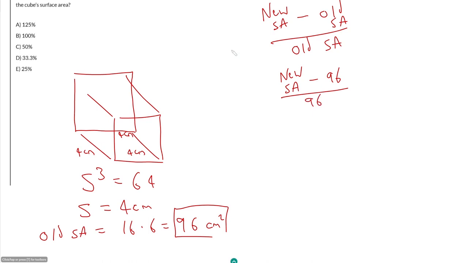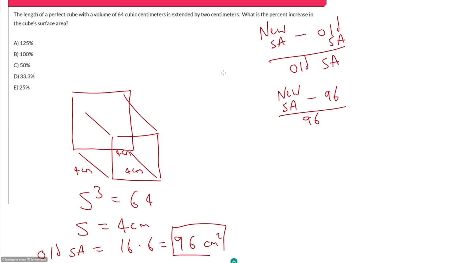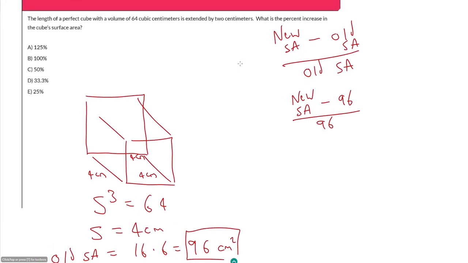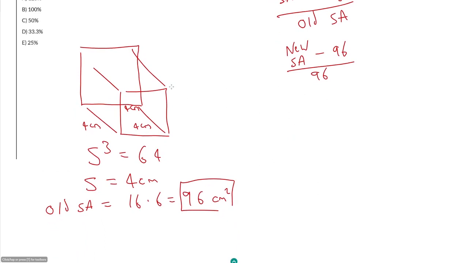So now we just got to get the new surface area. It says the length is extended by 2 centimeters. So it might be a little bit confusing what that means, because our lengths are all the same from where we're starting, because all our sides are the same. So what they're saying is just really in any direction, you can increase it, but only in one direction.